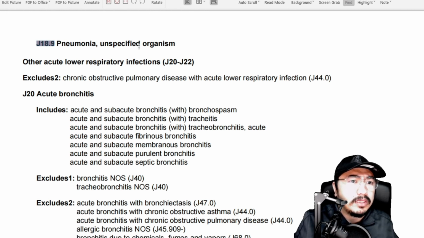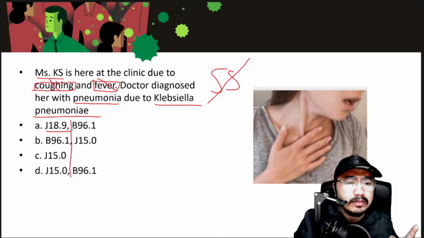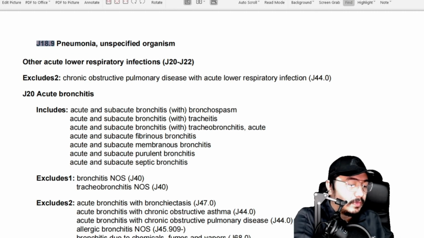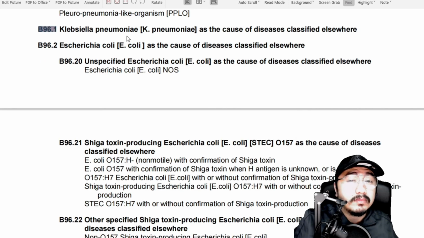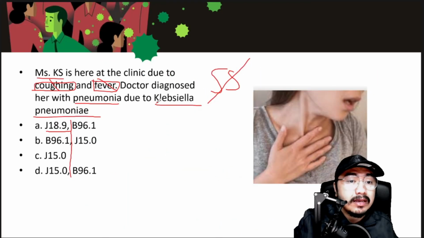So that's going to be not mentioning what's the type of organism. So maybe we'll check that one later. So just stick with this for a while. B96.1. So your B96.1, Klebsiella pneumoniae as the cause of disease. So most probably this one should be coded as last code, as a secondary code, because that's the etiologic agent. So we'll eliminate letter B.